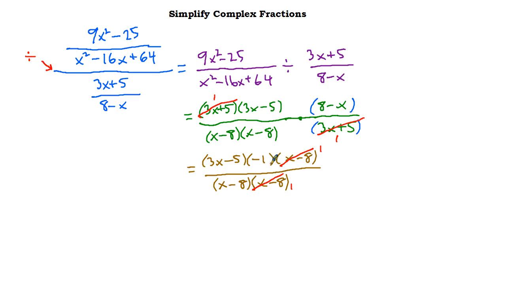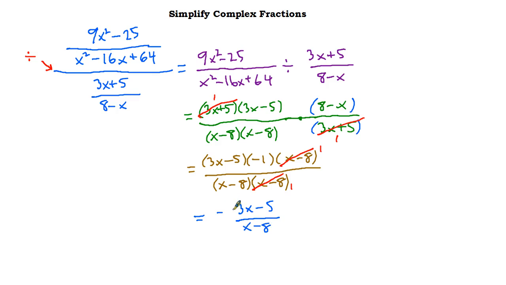In a previous example, I showed you how you could cancel 8 minus x and x minus 8 and just leave a -1 on top. And this is just another way of doing the same thing. Now that I have 3x minus 5 times -1, I'm going to move that -1 out in front just because I like it. It looks prettier and neater to me. So we will go ahead and say this is negative 3x minus 5 all over x minus 8.